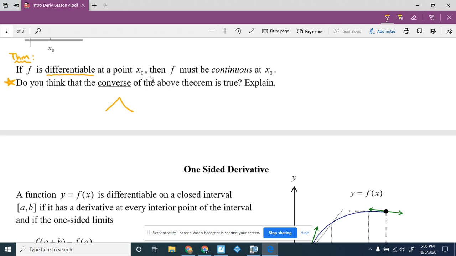I trace that without lifting up my pen, but this would be a corner. It's not a smooth transition. It's a jagged turn. If you're on a roller coaster, it would be bad, okay? This is an example of not smooth, or a corner, as opposed to something like that, which would be a nice roller coaster, right? That is an example of differentiability. This is an example of non-differentiability, a point of non-differentiability. So the answer is the converse is not true. Differentiability implies continuity, but the reverse of that is not true.